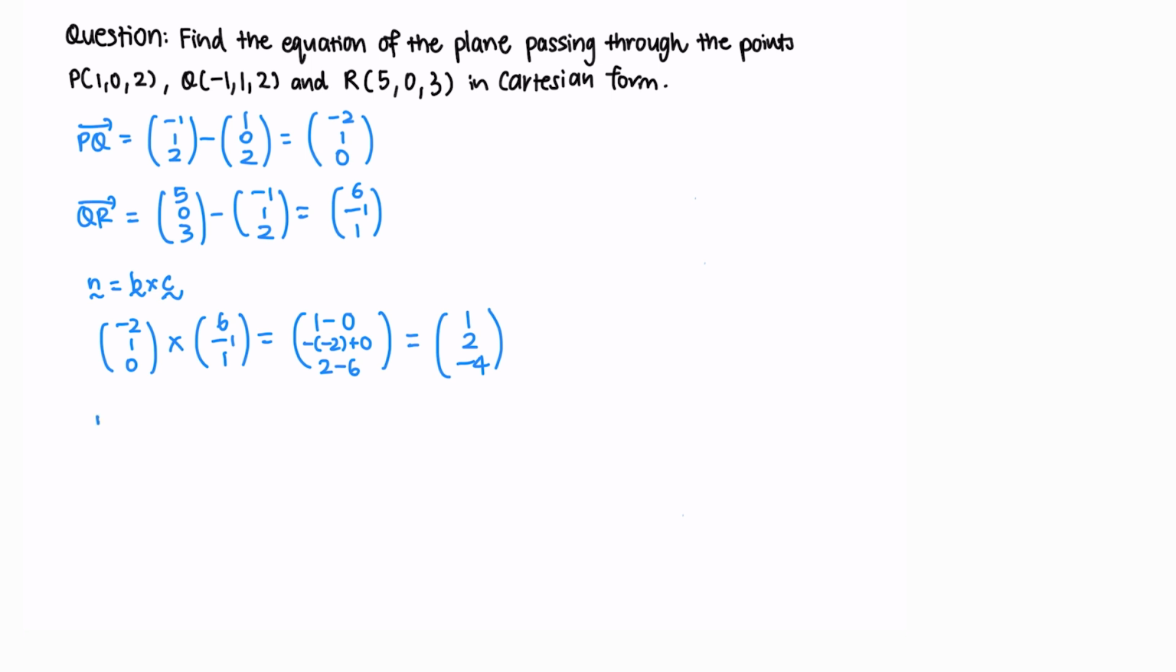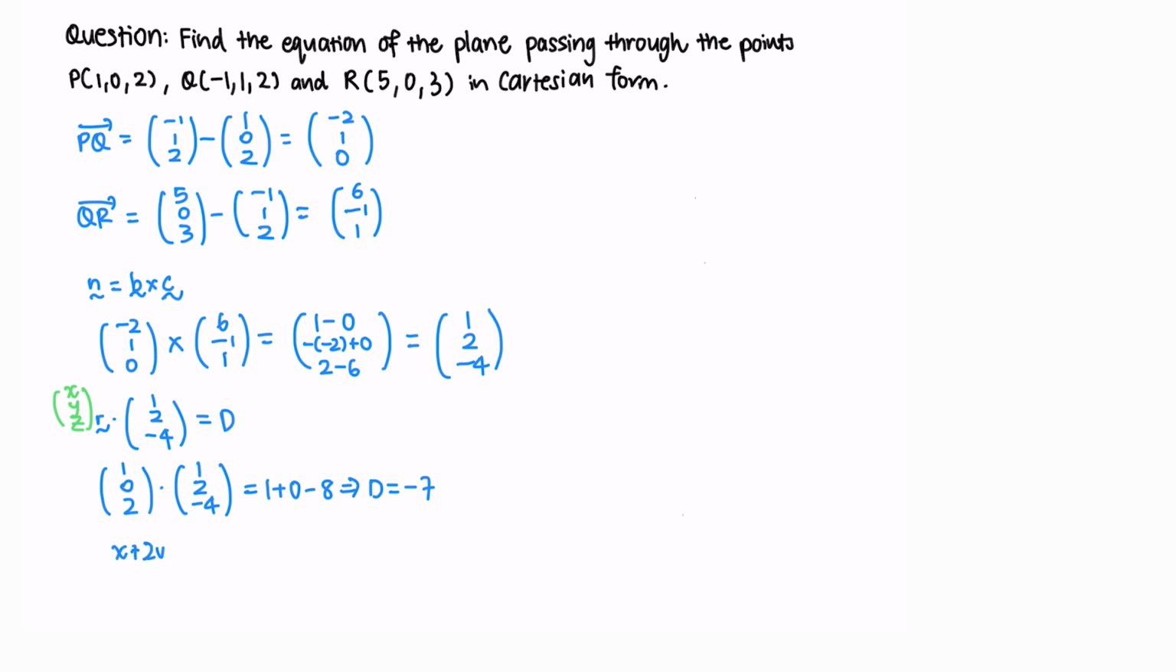Now if you remember, the normal vector form is just r dot the normal vector, which is 1, 2, negative 4, equals d. And if we want to find d, we take any one of these points and dot it with 1, 2, negative 4. And remember, r is just x, y, z because it's any point on the plane. So evaluating the dot product, we'll get x plus 2y minus 4z equals d, and in this case, d is just negative 7. That's the Cartesian form of the plane.